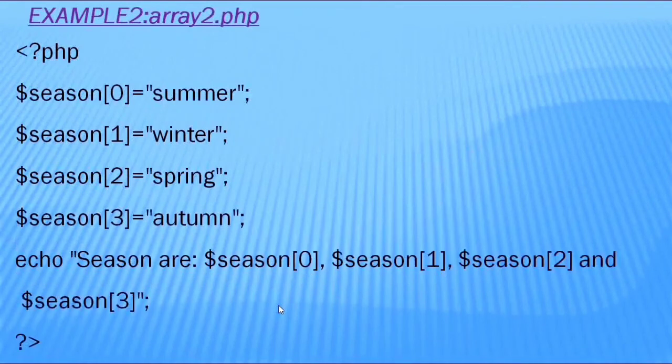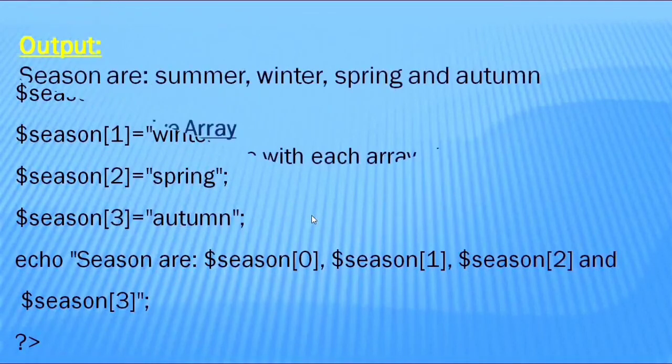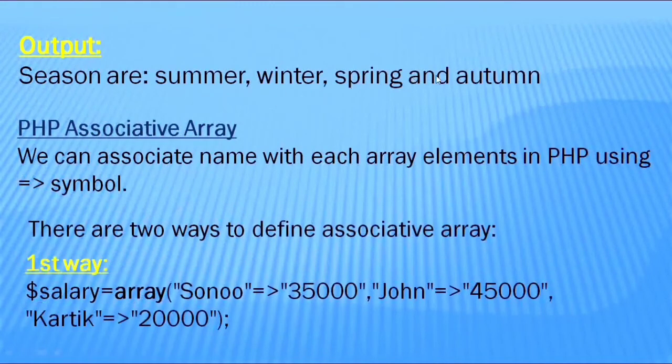Next example 2. If you look at this, this is the second model. PHP code is started. Next season 0, the 0 index equal to summer. Season 1 equal to winter. Season 2 equal to spring. Season 3 equal to autumn. So echo seasons are printed. Season 0 value is summer. So output prints summer. Season 1 value is winter. So output prints winter. Season 2 value is spring. So output prints spring. So the season 3 value is autumn. So these values are printed in the output. If you look at this output, this is the output.